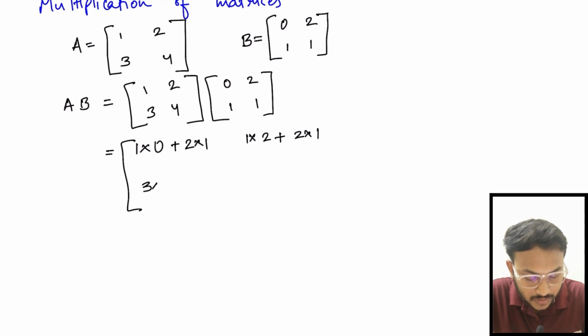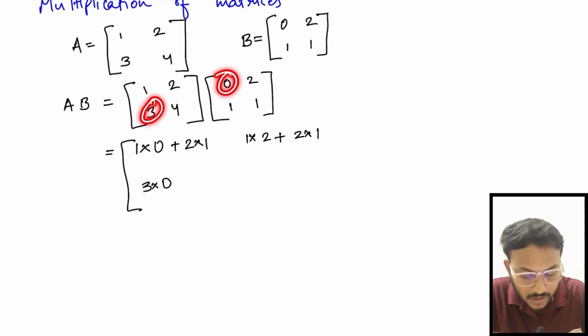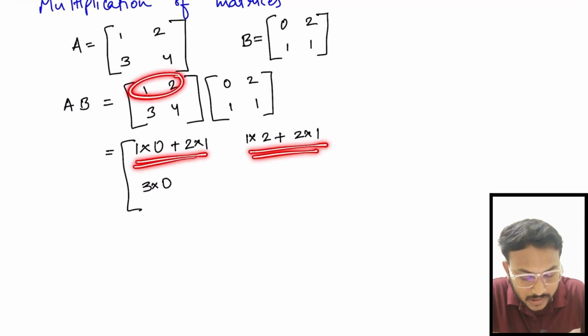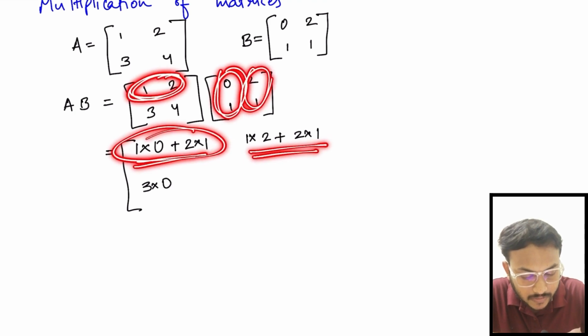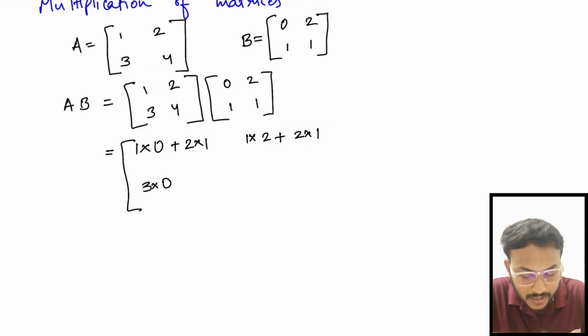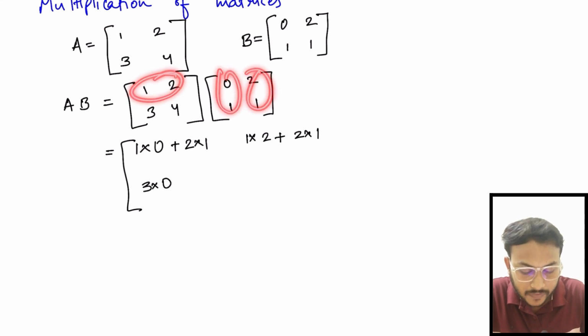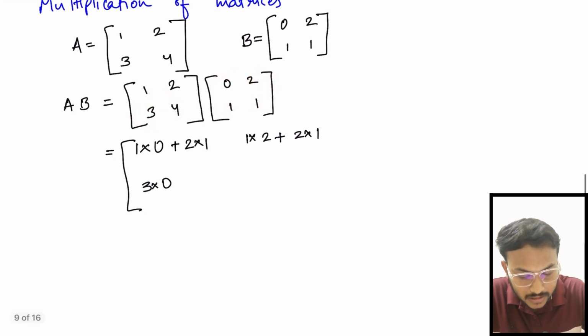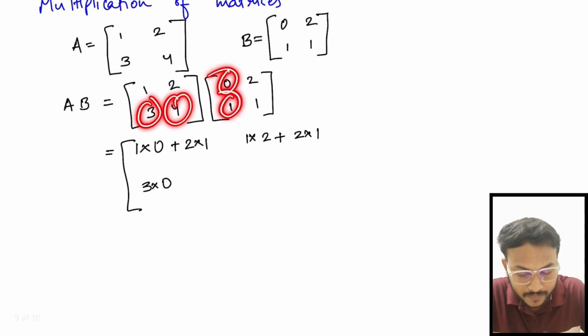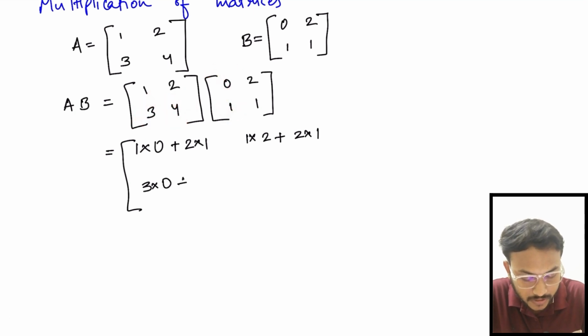So 3 into 0. We have multiplied this row with both the columns, then we got this. This row is multiplied with this column, we found this. Then this row is multiplied with this column, we found this. After completing the first row with both columns, we have to multiply the second row with both the columns. So we will get 3 into 0 plus 4 into 1.